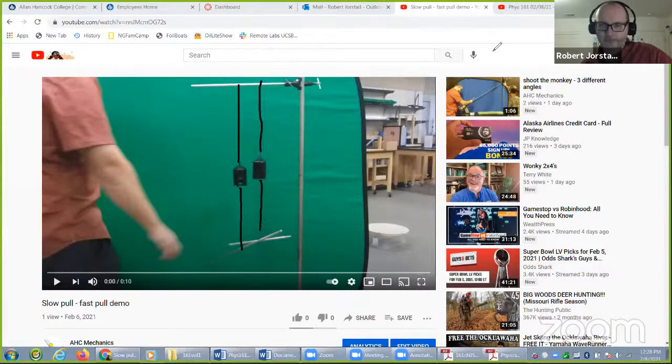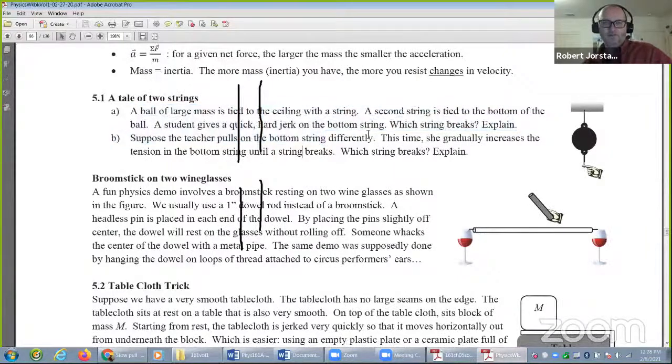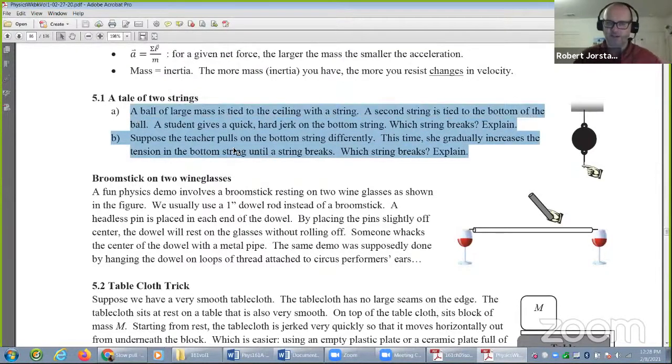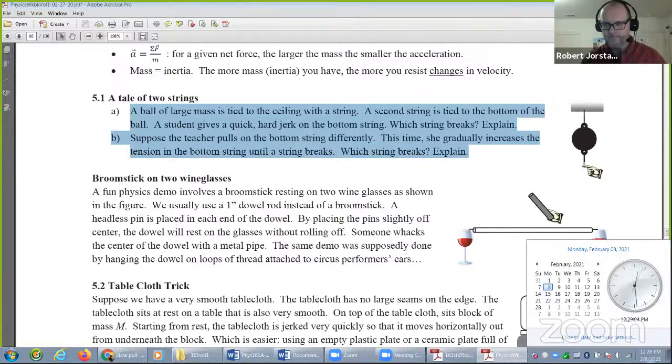All right. And then, let's go back to the question. Okay, so we're going to pull one of them with a quick hard jerk, and one of them we're going to pull very slowly. So think to yourself, which string will break? And then I'll play the video in just a second, okay? So think to yourself, in each of these cases, which string should break? I'll pause. I'll give you 30 seconds to think about it.